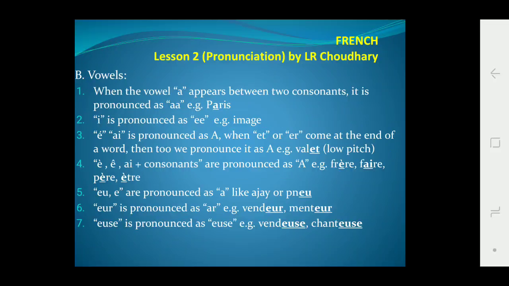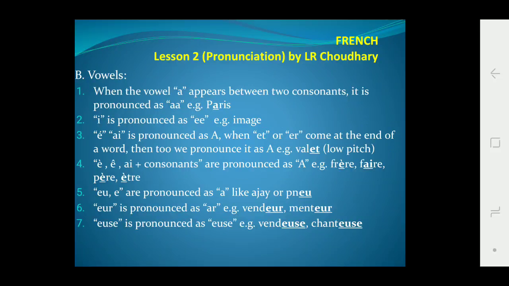Now with the vowels, how do we pronounce? When the vowel A appears between two consonants, it is pronounced as A. For example, Paris. Because S is the ending, so we never pronounce S in the ending. So A between two consonants, so that's why A. So Paris. Second point, I is pronounced as E. For example, image. Like in English also, image. So I is pronounced like E.